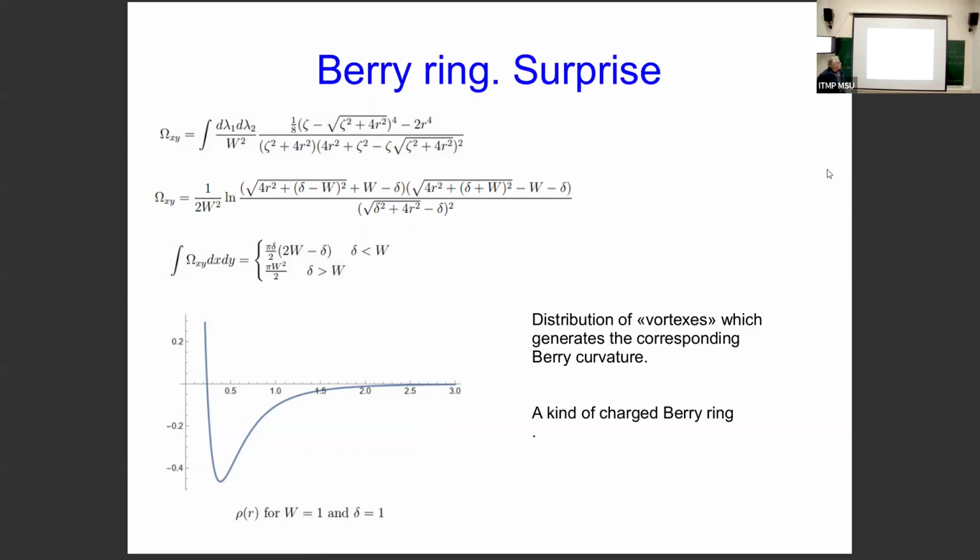So usually when we consider the Berry curvature, it looks like the field of a monopole or some vortex or something like this. And here we get a situation when the source of Berry curvature is a kind of string. There are a few examples of this nature in solid state physics, the so-called Berry ring, and a bit surprisingly, we get the Berry ring in this situation as well.